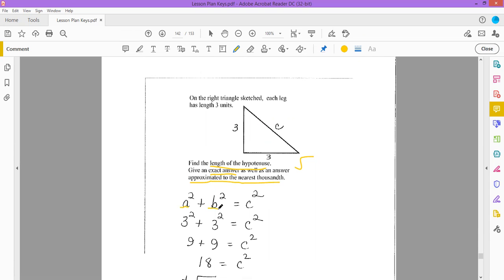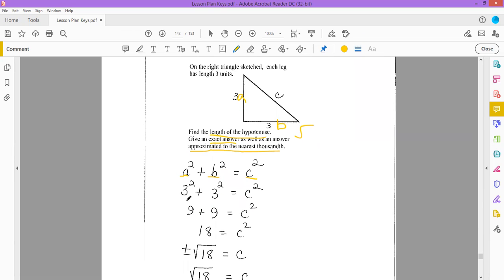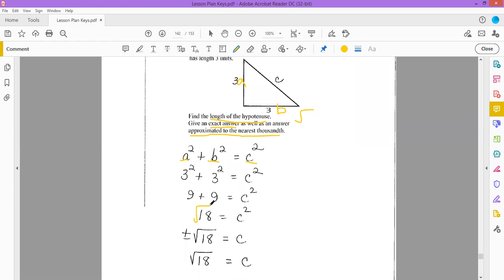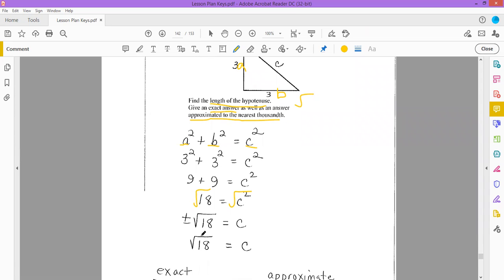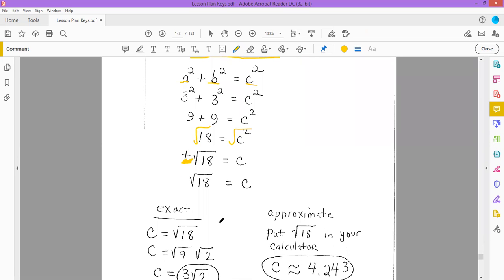We write that a squared plus b squared equals c squared and substitute our legs, a and b. So where a and b are, we substitute 3. We get 3 squared gives us 9, 3 squared gives us 9, and 9 plus 9 is 18 on the left side. On the right side, we have c squared. To find this solution, we're going to take the square root of the left and the right sides. And we'll get c equals the square root of 18. Remember, we eliminate that negative. So c is the square root of 18.